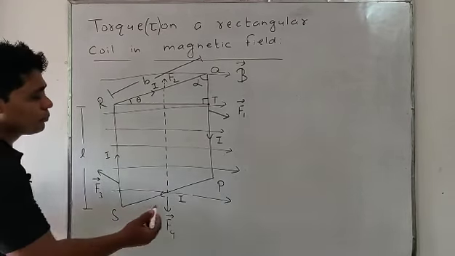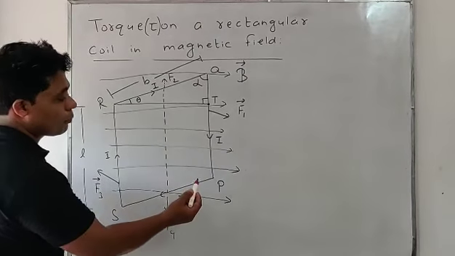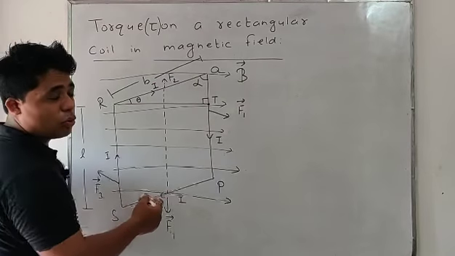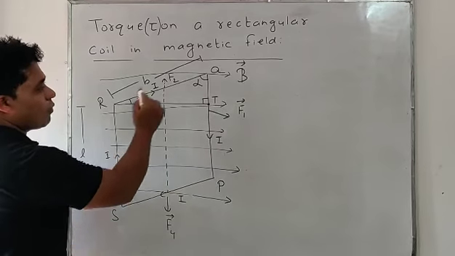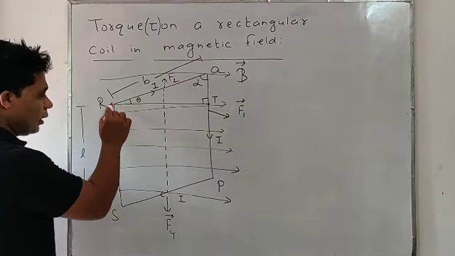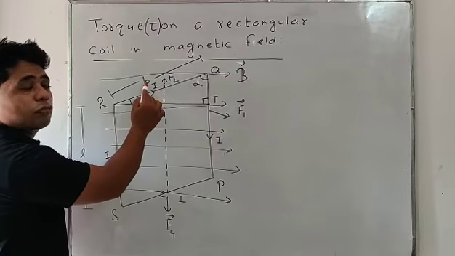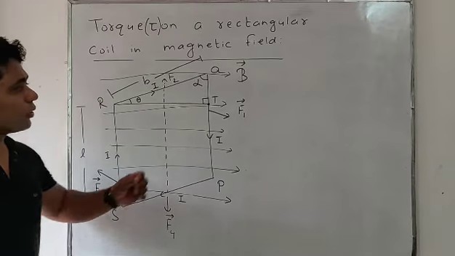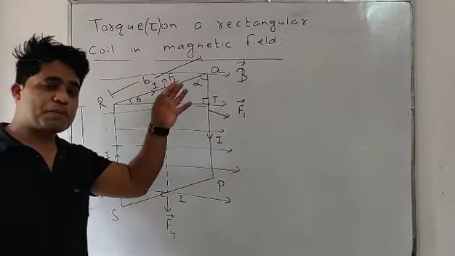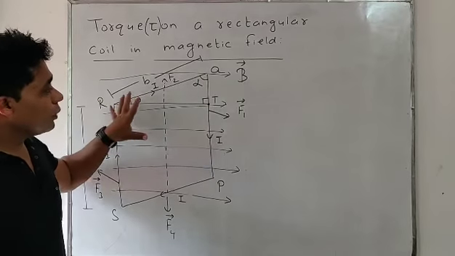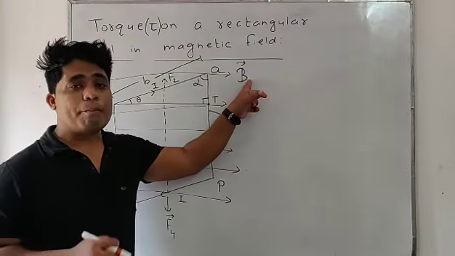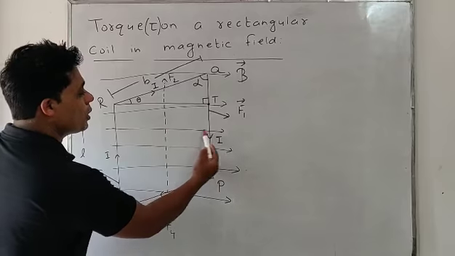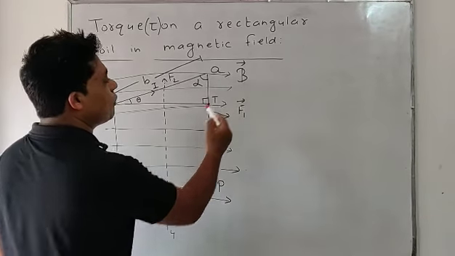What will we assume, students? First of all, we'll assume a rectangular coil PQRS, having current I in clockwise direction. The length of the coil is L, and the width of the coil is B. Now this coil carrying current in clockwise direction is placed in a uniform magnetic field B. You can see these arrows showing the uniform magnetic field.